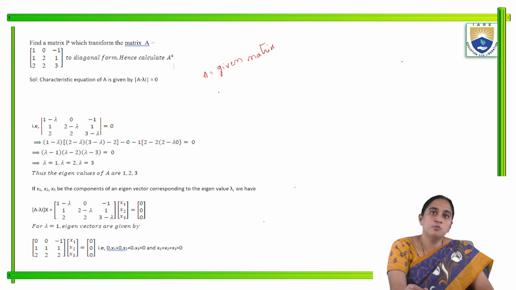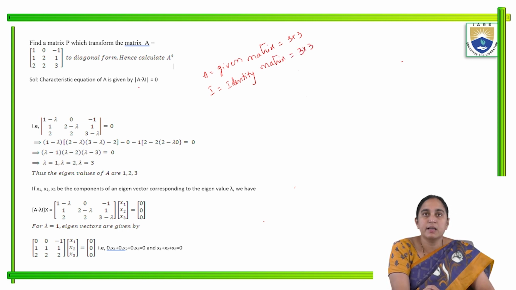And I is the unit matrix or identity matrix. Here the given matrix is 3 by 3, so you have to take the identity matrix also 3 by 3. For that, I am taking the characteristic equation form: determinant of A minus lambda I is equal to 0.